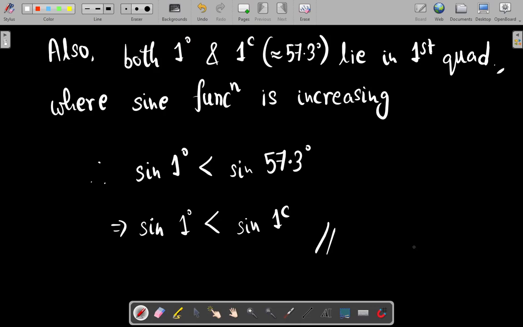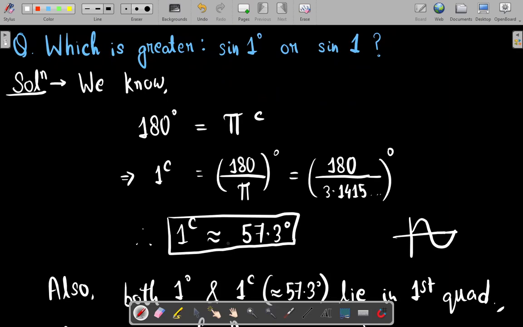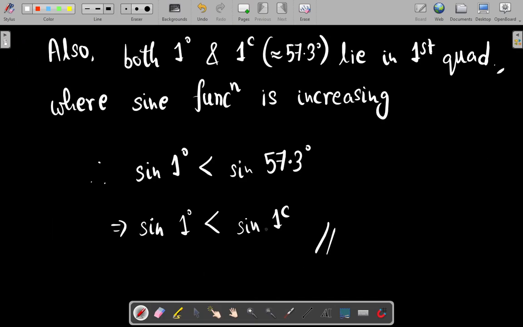This is the easiest proof. There are other methods of proving this also. You can use the Lagrange mean value theorem and other theorems, but this is the easiest and shortest proof that I know. You just need to remember that 1 radian is slightly less than 60 degrees, and since sine is an increasing function in the first quadrant, if these two angles are given, it is very easy to conclude. You don't need to do any calculations or any other kind of computational work here. This is very easy.